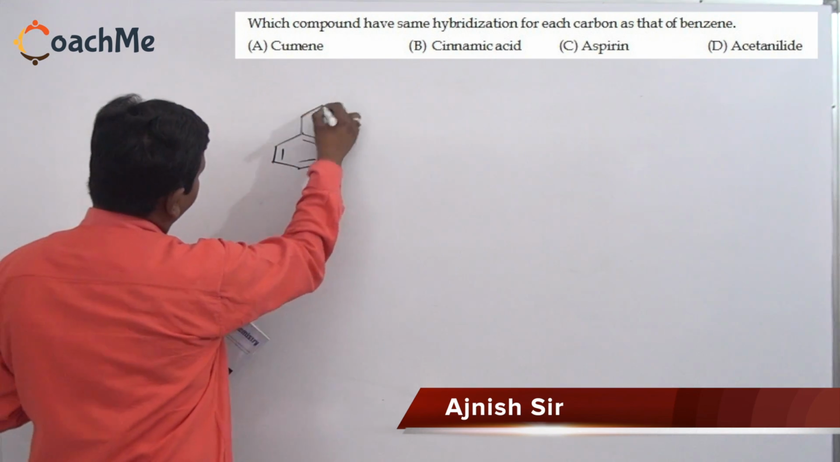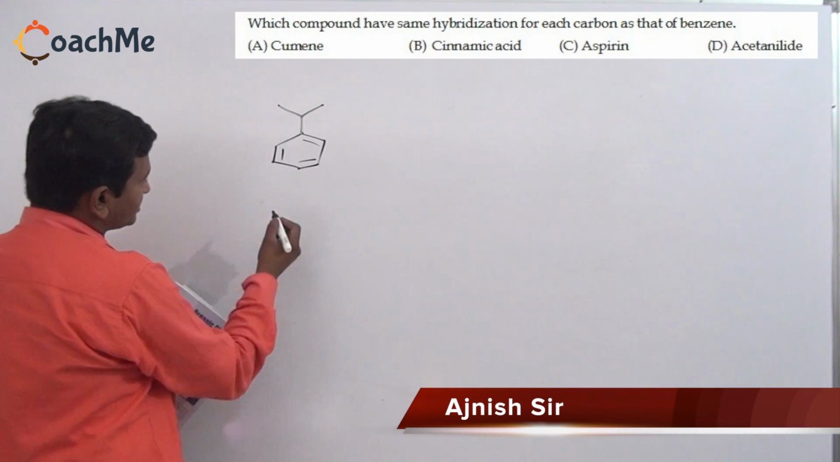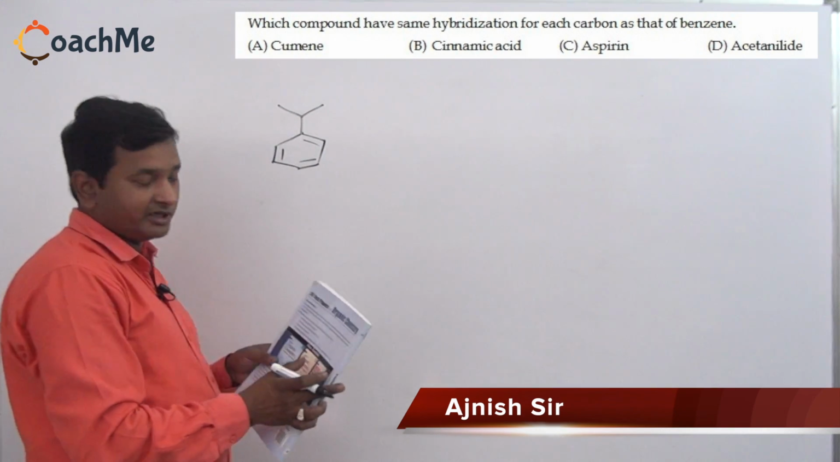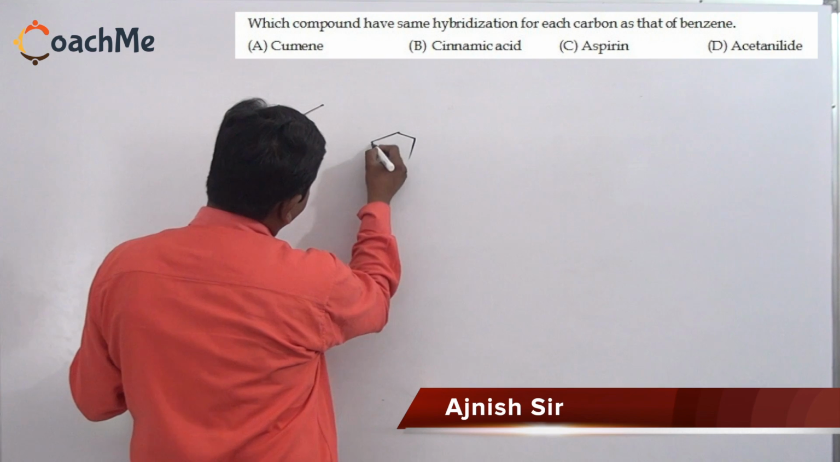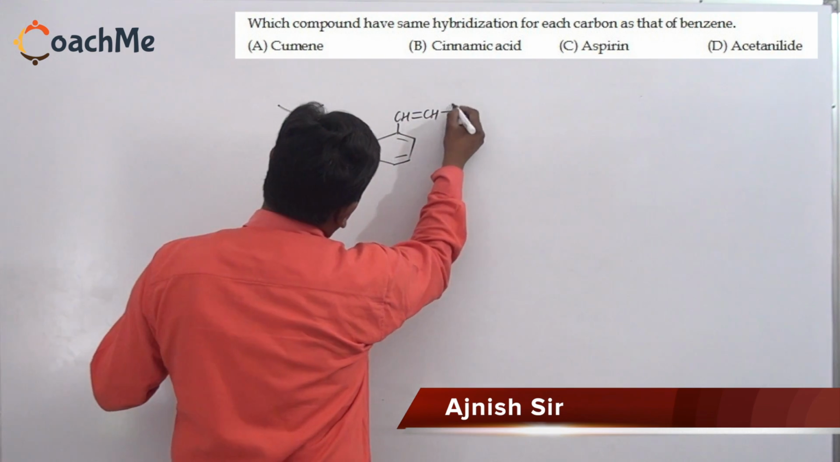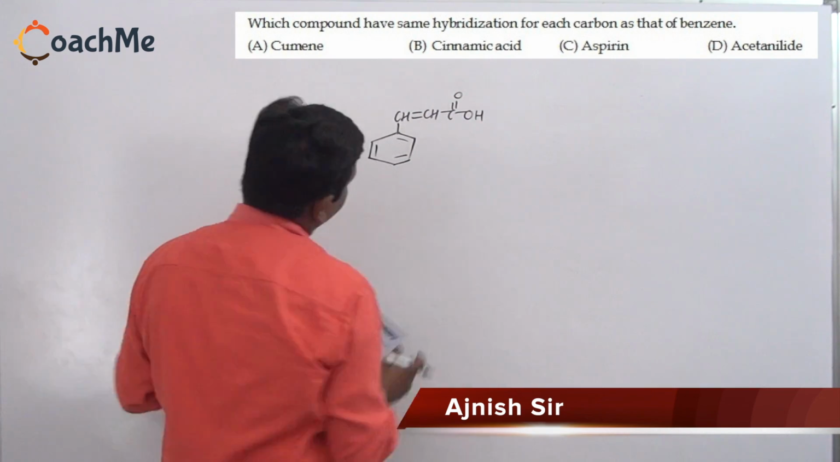When benzene is attached with an isopropyl group, this is called cumene. The second is cinnamic acid. The structure of cinnamic acid will be like this. This is called cinnamic acid.